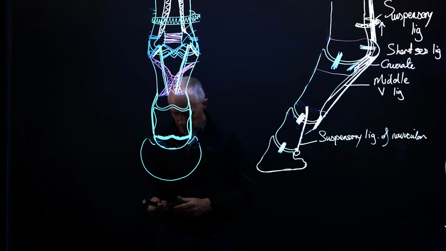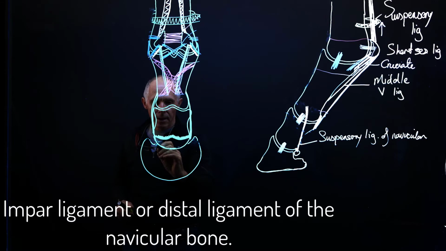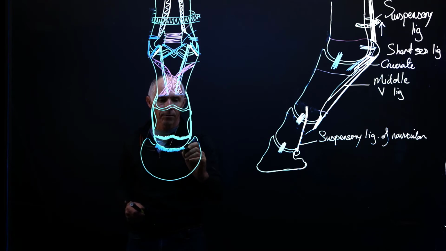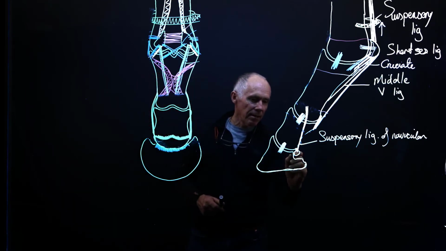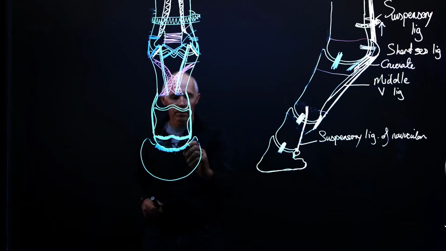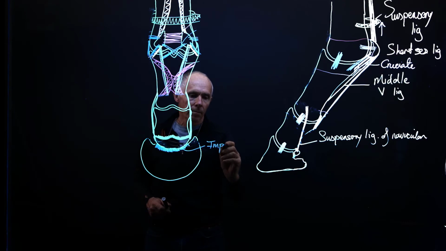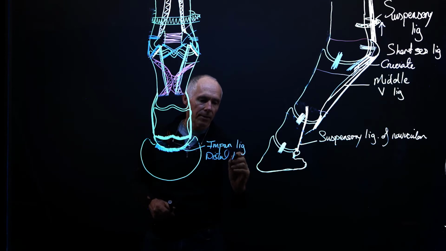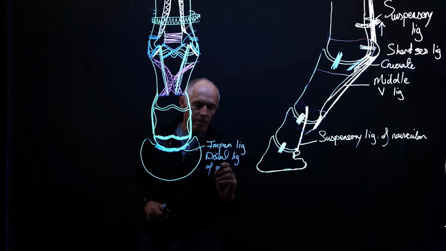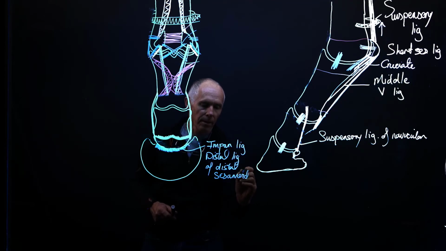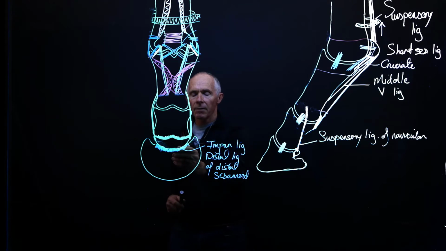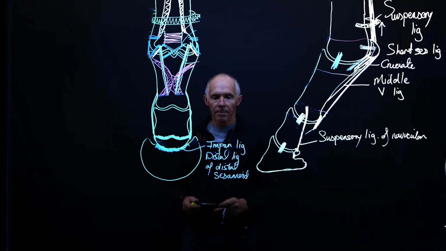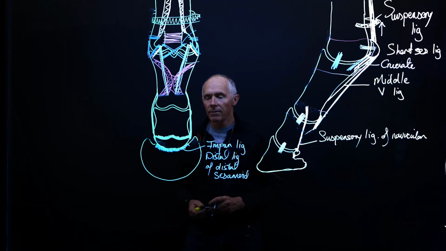Opposing that, we have a ligament that originates on the distal border of the navicular and inserts onto the palmar face of P3. That's the impar ligament, also known as the distal ligament of the distal sesamoid. The navicular is the distal sesamoid, and this ligament is the most distal ligament of that bone. So the impar ligament, or the distal ligament of the distal sesamoid.